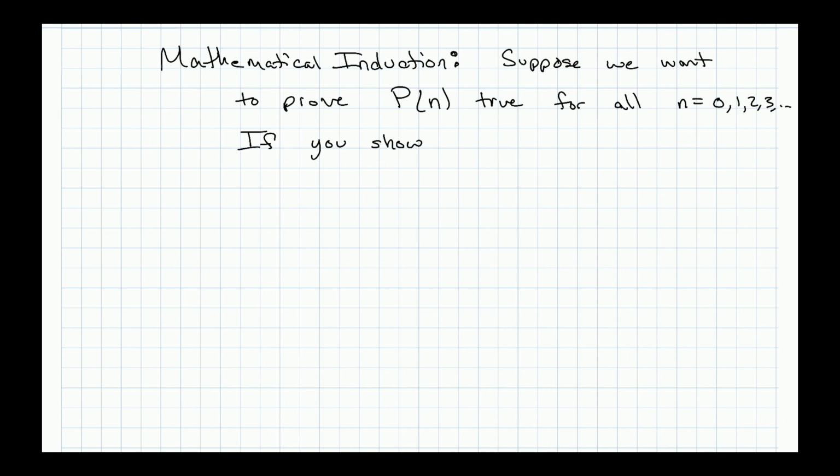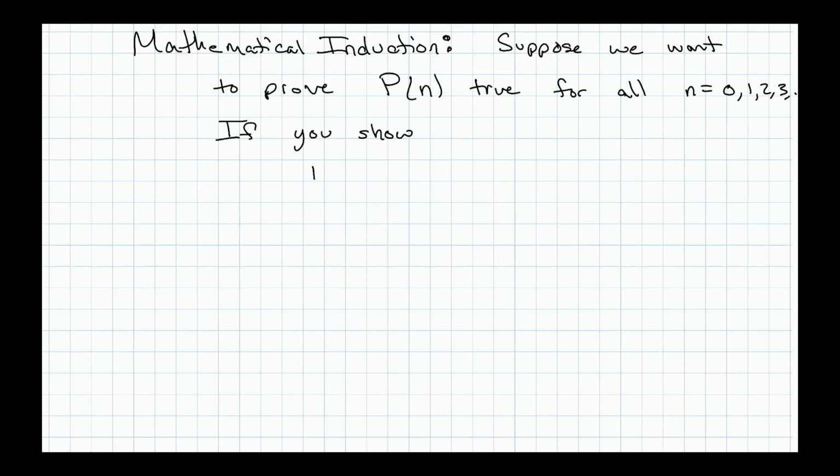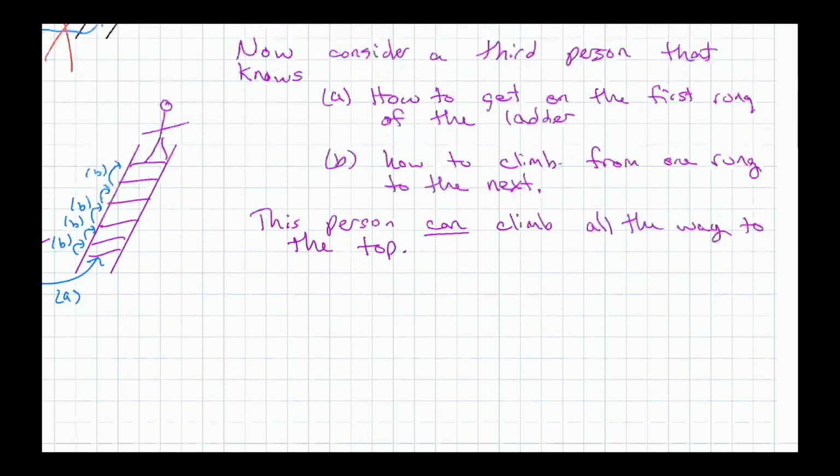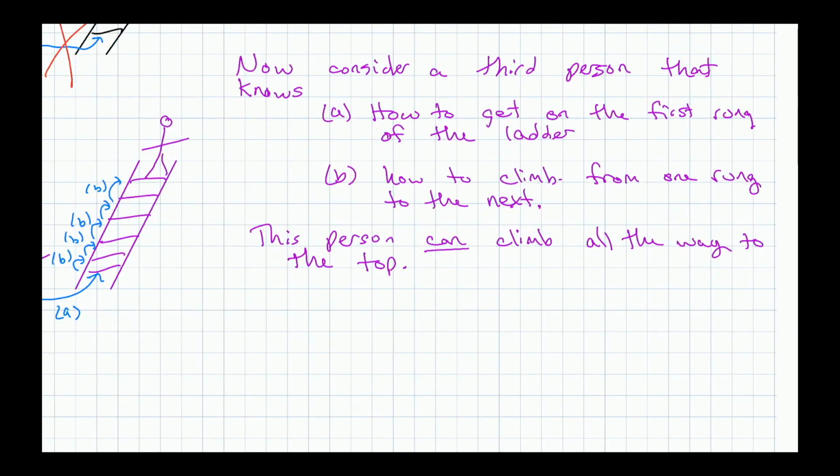So if we show two things. So this is called the basis step, by the way. It has a name, basis step. Show P of 0 is true. So you have to do math to do this. Show P of 0 true. And then we also need, what's the second part? How to climb from one rung to the next rung. What's that mean in math?